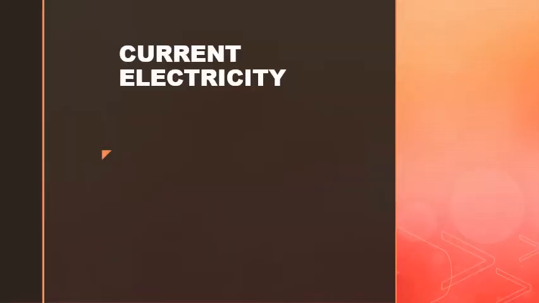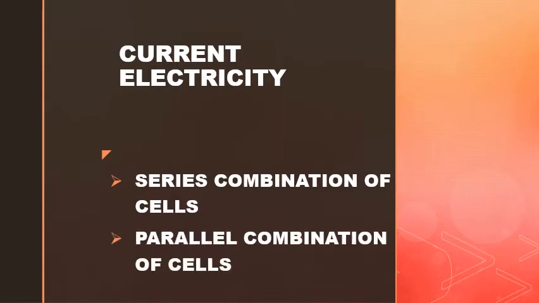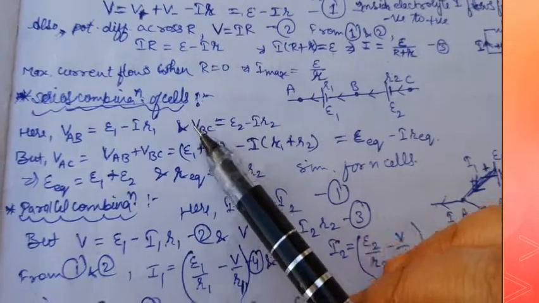Unit: current electricity. Topics covered: series combination of cells, parallel combination of cells. A series combination of cells.